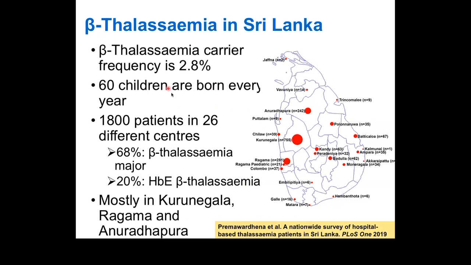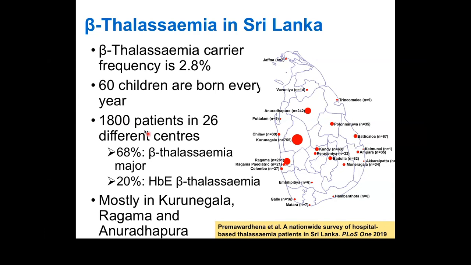The situation in Sri Lanka is shown in this figure. Beta thalassemia carrier frequency in Sri Lanka is reported as 2.8%. That means approximately 1 in 40 individuals in Sri Lanka carries the beta thalassemia mutation, so they will have beta thalassemia trait. Approximately 60 children are born with thalassemia each year. This is beta thalassemia major or hemoglobin E beta thalassemia.